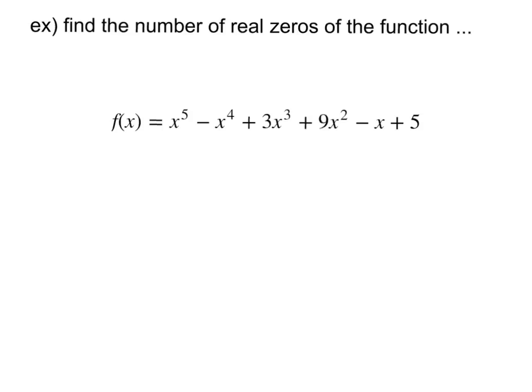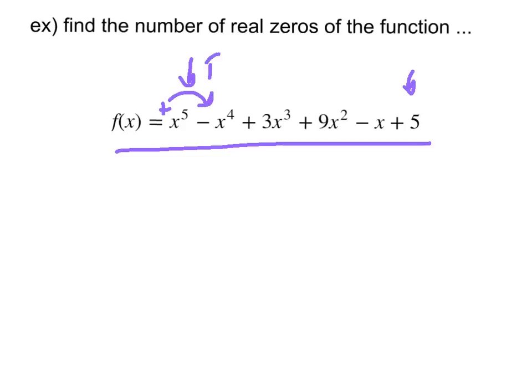So for f of x, what we're doing is we're counting the sign changes. Remember, if you don't see a sign in the beginning there, it's just assumed to be positive, obviously. So let's count the sign changes. Again, it has to be in this order. It has to go in descending order based on the exponents. So we go from plus to minus. That's one sign change. We go from minus to plus. That's another sign change.